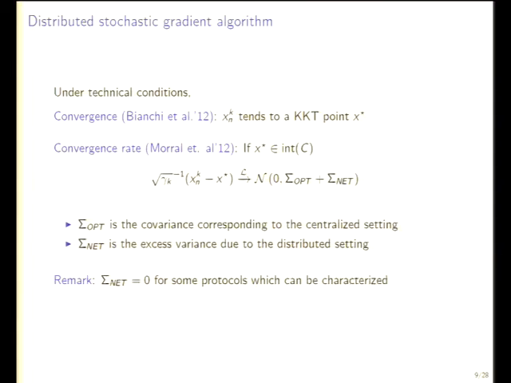Sigma_opt is the covariance that we would have obtained in a purely centralized setting if we had access to all the data at once. And sigma_net is the excess variance, which is due to the distributed setting. And interestingly, we can characterize the communication protocols such that the excess variance sigma_net is equal to zero.